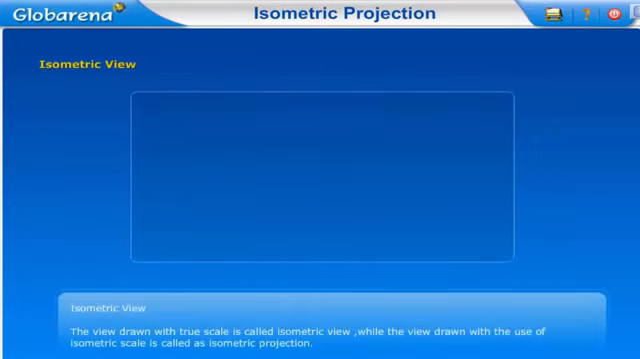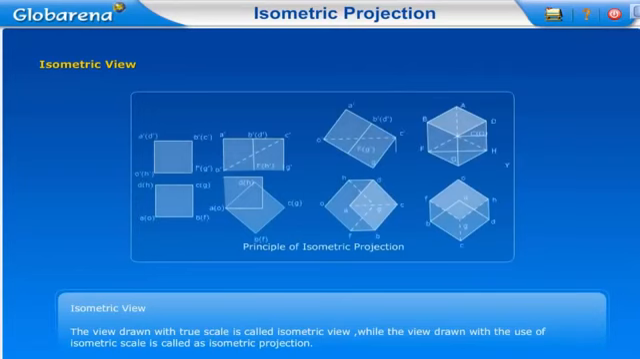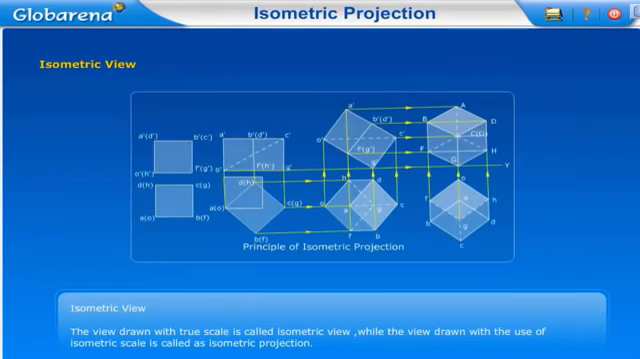Isometric view. The view drawn with true scale is called isometric view, while the view drawn with the use of an isometric scale is called the isometric projection.